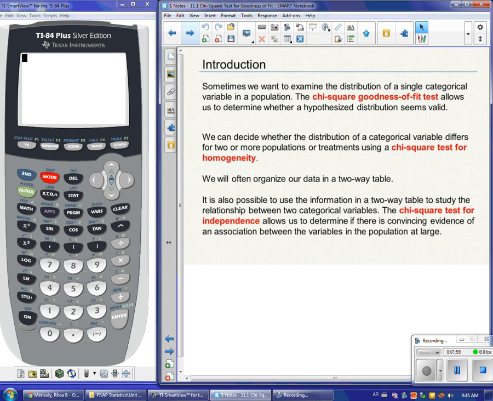Or if I wanted to look at, for instance, the distribution of socioeconomic groups in a population, I can use the chi-square test of goodness of fit.